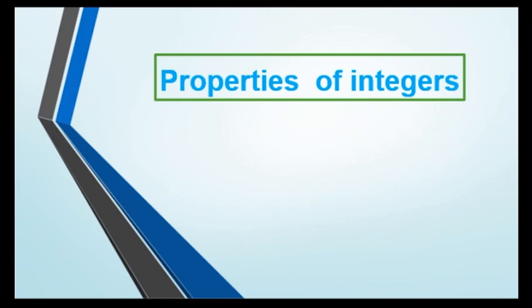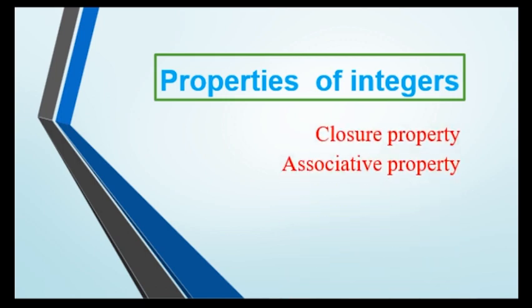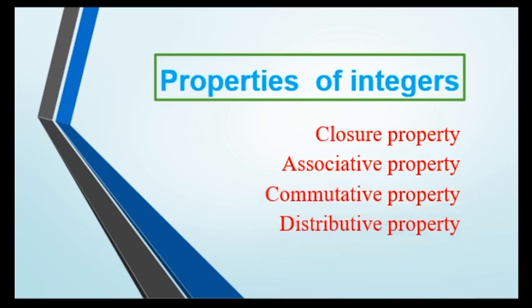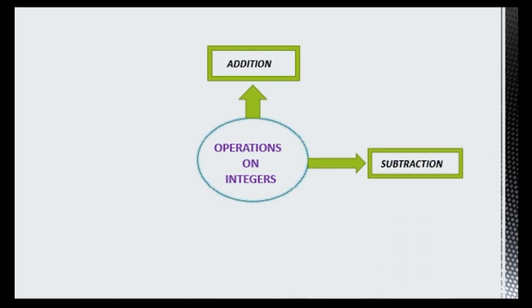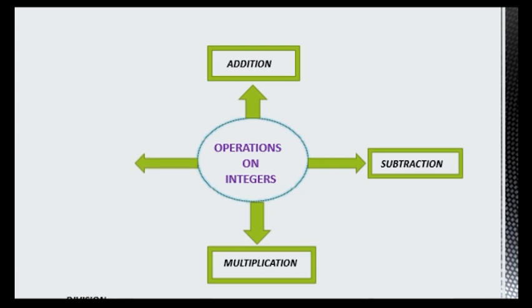Now, properties of integers. There are 4 properties of integers: closure property, associative property, commutative property, distributive property. So we are applying operations on integers. There are 4 operations on integers. First is addition, second is subtraction, third is multiplication, and fourth is division.